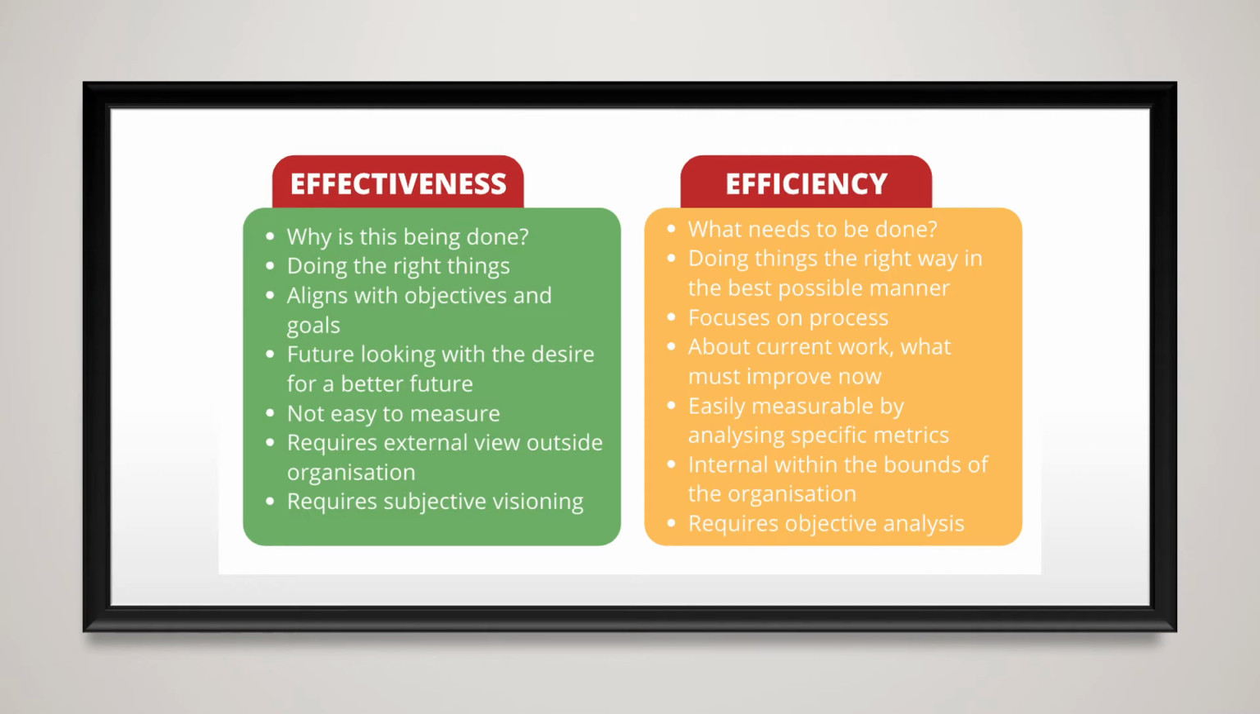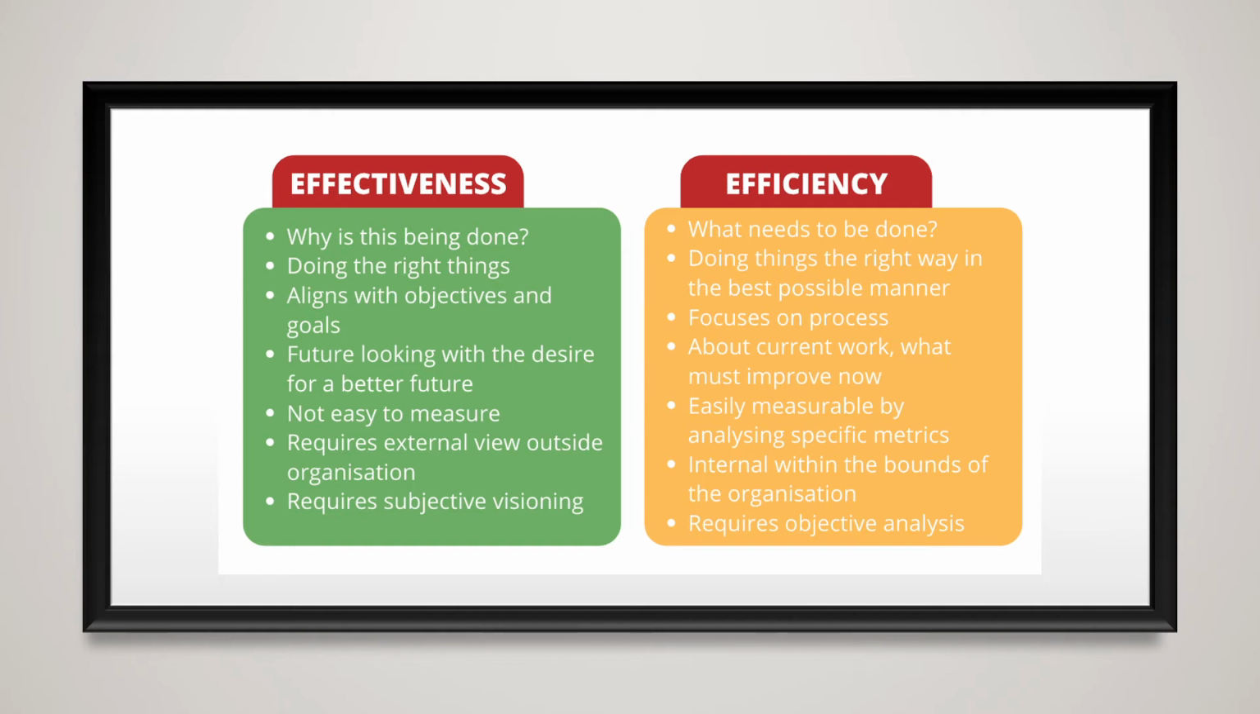Okay? Then, effectiveness. So, in effectiveness, it is why is this being done? Then doing the right things, then aligns with objectives and goals, then you have to be future looking, you have a futuristic mindset with the desire for a better future, then not easy to measure, requires external view, outside organization, and last one is requires subjective visioning.